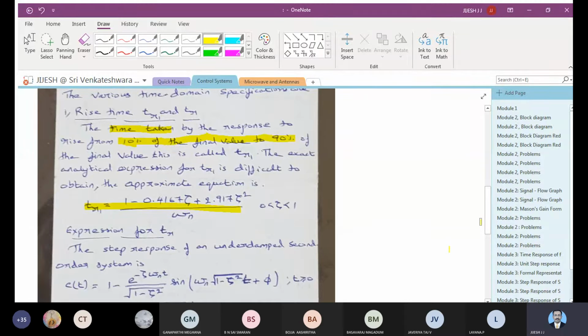So we have written the equation for C of t from the previous derivation for the underdamped second order system. You can refer to that equation: C of t is 1 minus e to the power of minus zeta omega n t by root of 1 minus zeta squared, sine of omega n root of 1 minus zeta squared t plus phi, for t greater than or equal to 0.